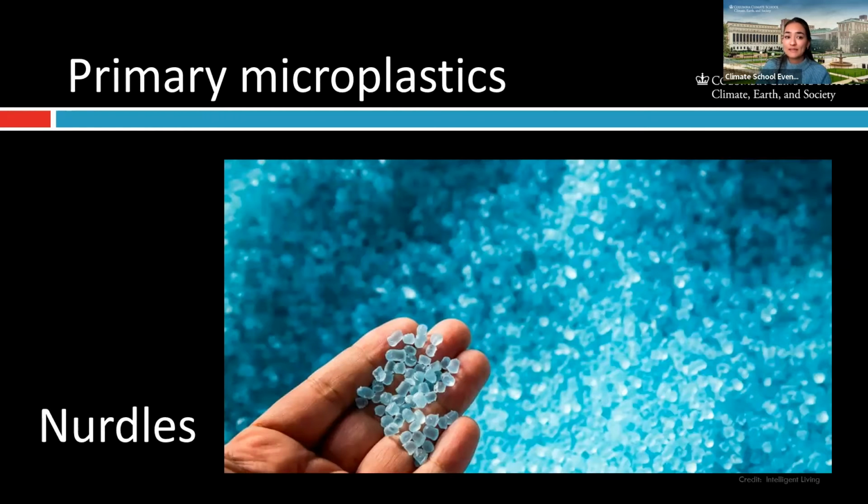Another form of primary microplastics are these nurdles. So nurdles are the virgin plastic. You can think of them as the pre-production plastic pellets. They are sent all over the world to manufacturing plants to be melted and shaped into the plastic products that we use today. Often they are quite small, so oftentimes they escape in transit. And so when I used to live in Miami, I would go to the beach and I would actually find nurdles in the sand on the beach almost every time I went.